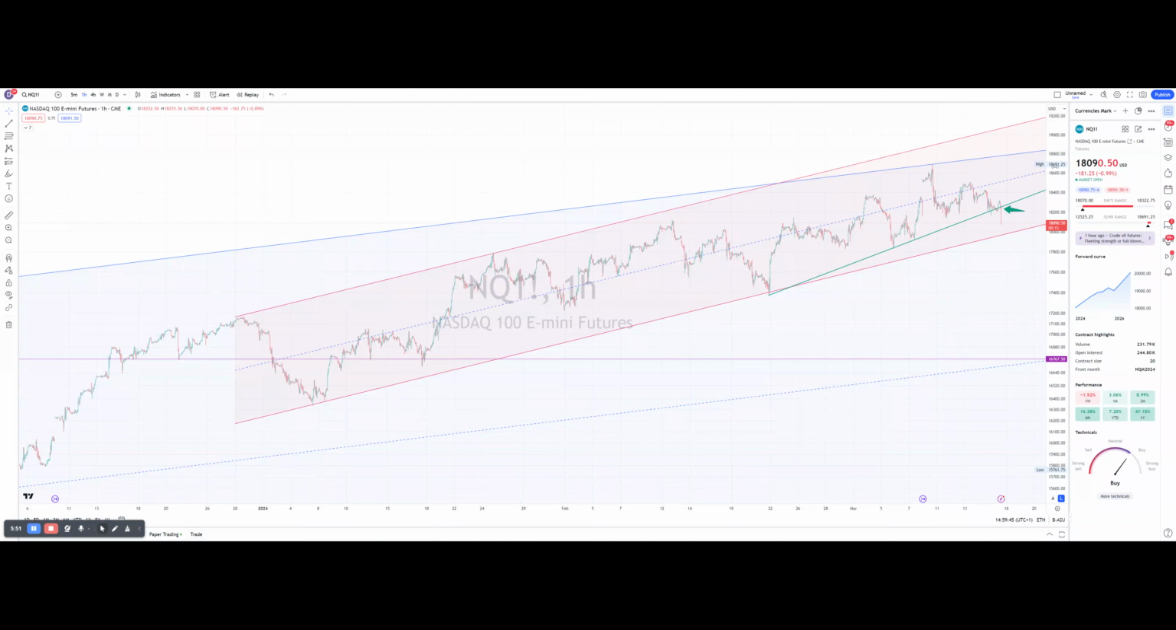So do note the around 17,960, 970 mark as a next junction. You can also draw this on your charts. I'm using TradingView and trade at your own risk.